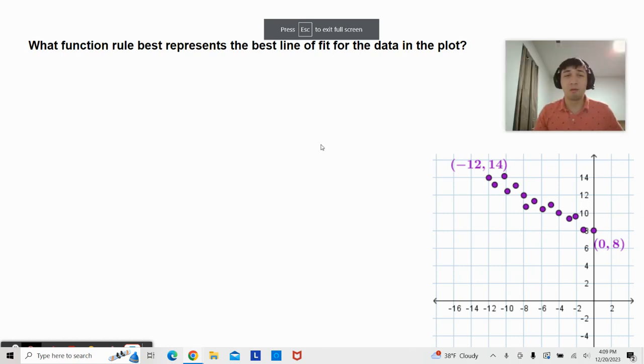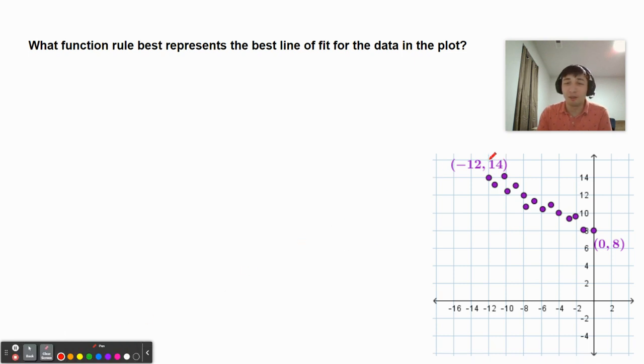Alrighty, so what we want to do here is figure out what function rule best represents the best line of fit for the data in the plot. So we've got this plot of data here, and we want to figure out what a good equation for a line of best fit would be. What we need to focus on are the points provided to us: this one here, (-12, 14), and this one here, (0, 8).